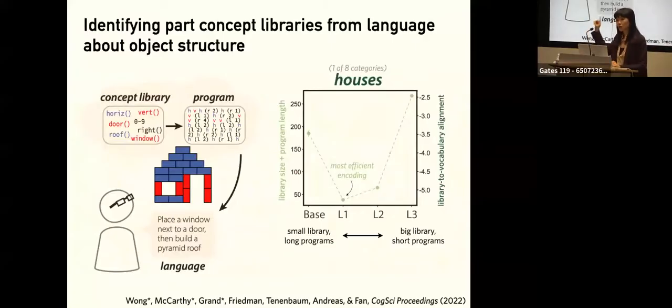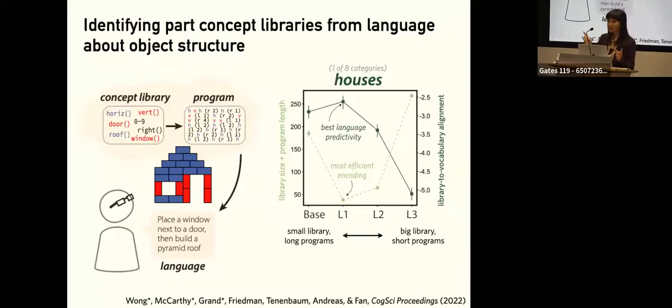Now, what I'm showing on the right-hand side of this slide is first the representational efficiency of different concept libraries, from the most compact to the most comprehensive, okay? What we generally found was that the libraries of intermediate complexity encoded objects most efficiently by balancing library size and program length.